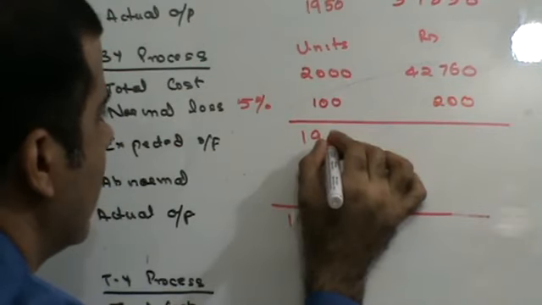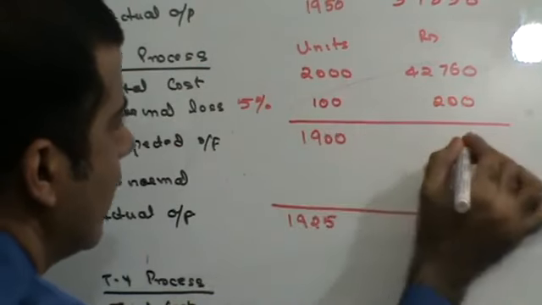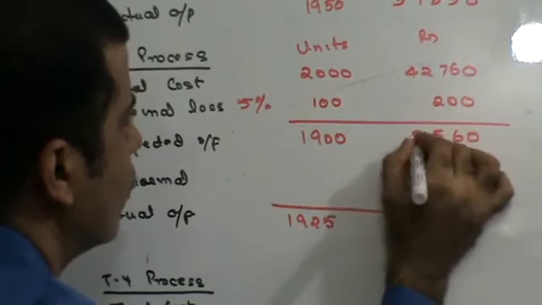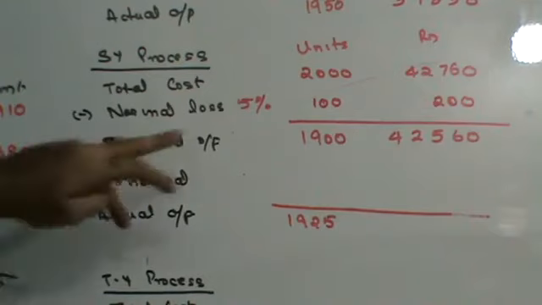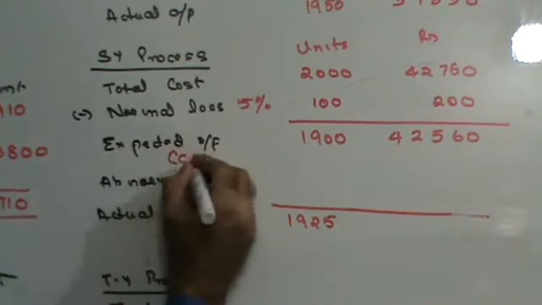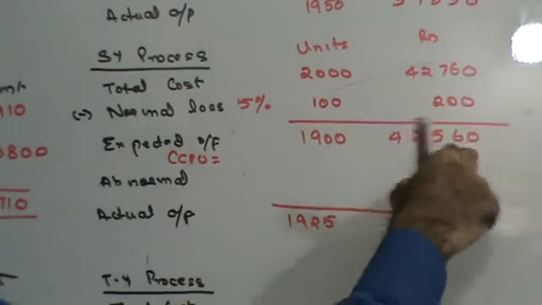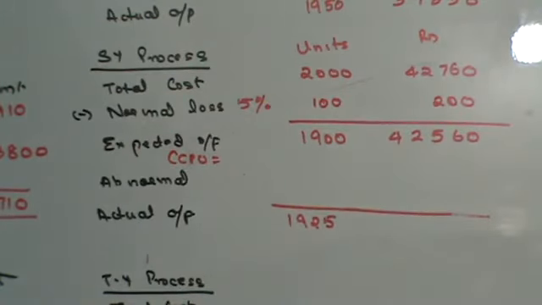So this is 1900, 42,560, right? This is going to be 42,560. Once you have this, then you can say that your actual output is 1925. Before that, let's get the CPU. CPU is 42,560 divided by 1900, which is going to work out to 22.4.